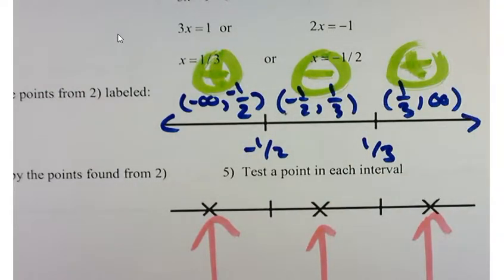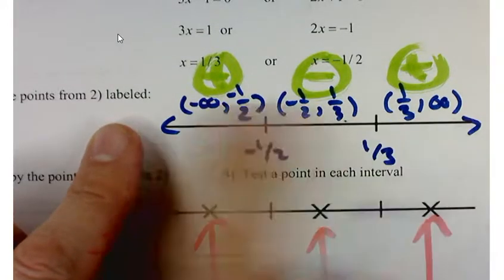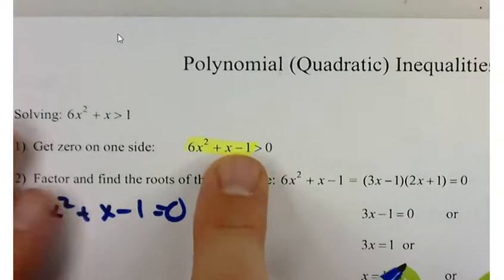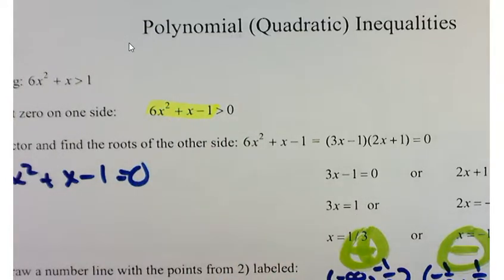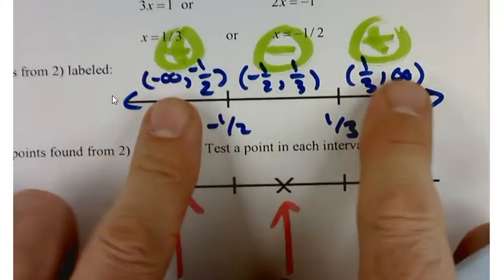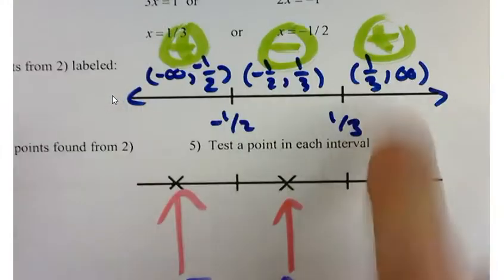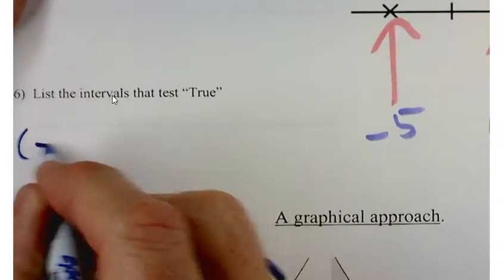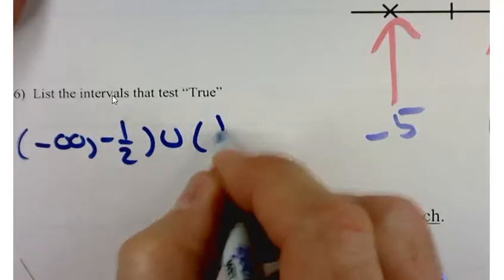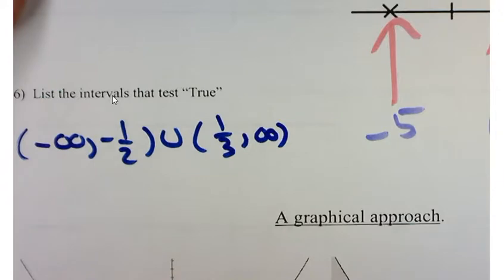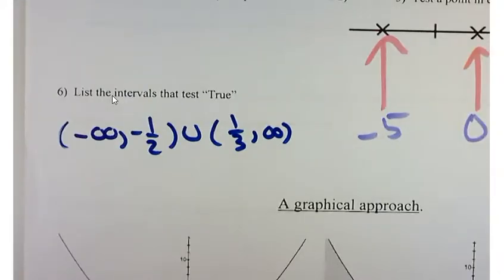So the last part of this then is, which interval do I want? Do I want the positive intervals or do I want the negative interval? Well, take a look here. Is this going to be true when this is positive or negative? Positive. We want it to be greater than 0. So my answer is going to be these two intervals, the positive intervals. So negative infinity to negative 1/2 union 1/3 to infinity. Yay. And that's it.